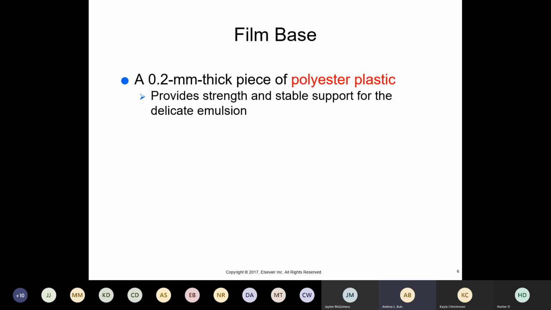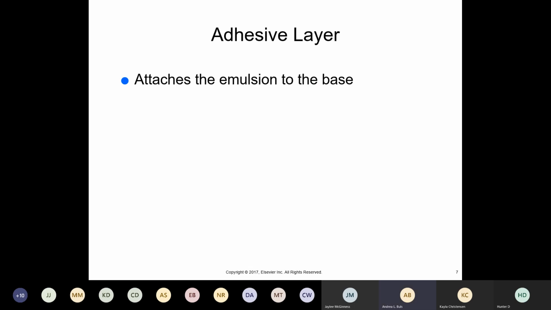Okay, so we're going to break it down. Each component: the film base is about 2.2 millimeters thick, and it's a piece of polyester plastic, and it provides strength and a stable support for that emulsion to stick to. Then, like I said, there's that sticky adhesive layer, and the purpose of that is to attach the emulsion to the base.